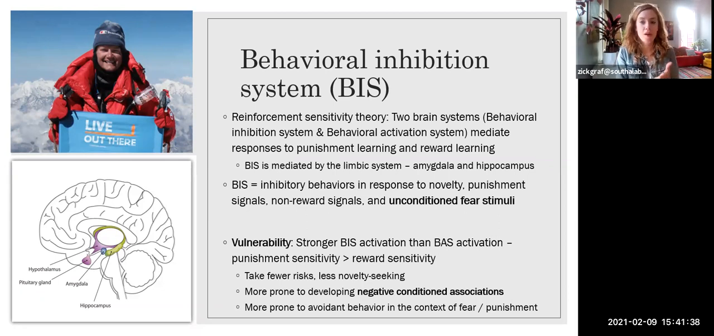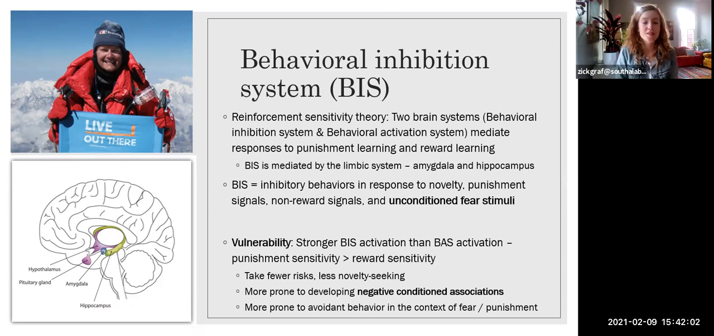But the job of these two systems, the behavioral inhibition system and the behavioral activation system, is to mediate both unconditioned behavior and emotions, and also to help organisms learn from punishment and reward, to either engage in behaviors less often or more often based on how the environment responds to those behaviors.